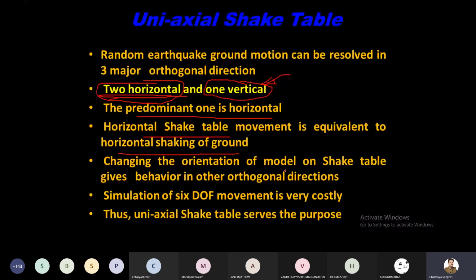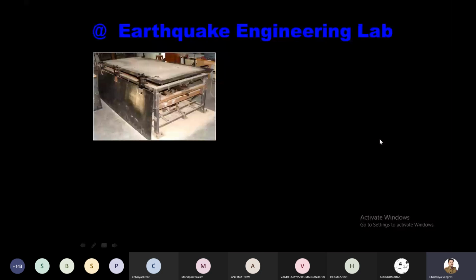So instead of 6 degrees of freedom, the uniaxial shake table will serve the purpose, right? So we talk about the uniaxial shake table only, right? Now these are the shake tables available at LD College of Engineering, right? This is the first shake table developed. I tell you, this is the first shake table, right? This shake table was developed in 2005, right?